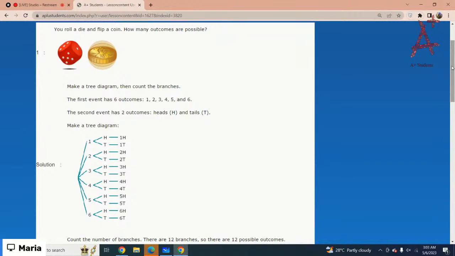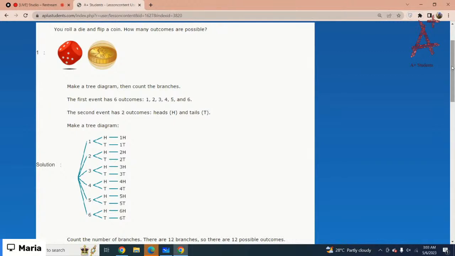For the die, you have six outcomes: one, two, three, four, five, six. And for the coin, you have two outcomes. They are head and tail. So you roll a die, let's suppose you have one, and you flip a coin, let's suppose you have head. So it is possible that when you roll a die and get one, it would be head, or the next time it would be tail, got it.